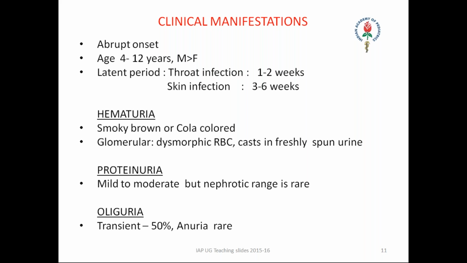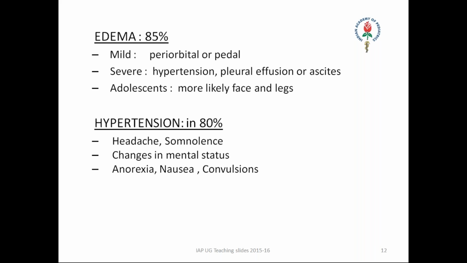Coming to the clinical features: hematuria, cola colored or smoky brown urine. Glomerular features include dysmorphic RBCs or casts in freshly spun urine. Proteinuria is mild to moderate, but nephrotic range is rare. Nephrotic is more than 4 grams per 24 hours, but it is the lesser form. Oliguria and anuria are seen, oliguria being more common. Edema is present in 85% of the patients. You have periorbital edema or pedal edema, most commonly seen.